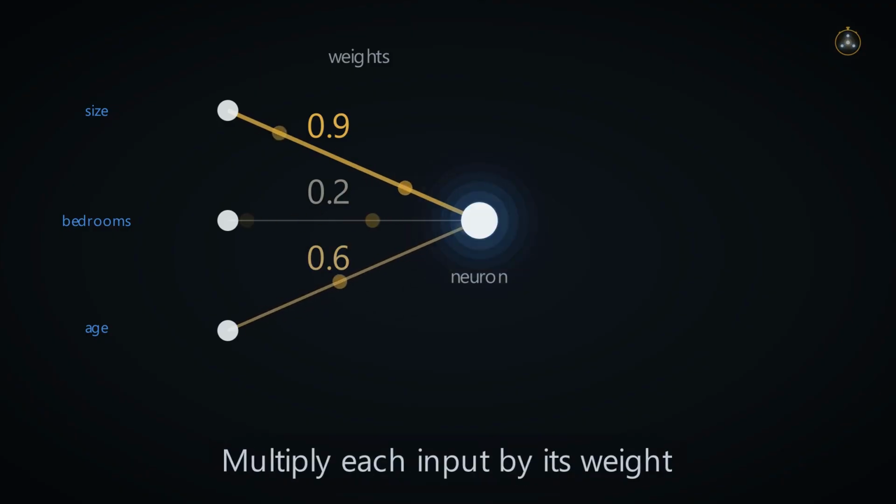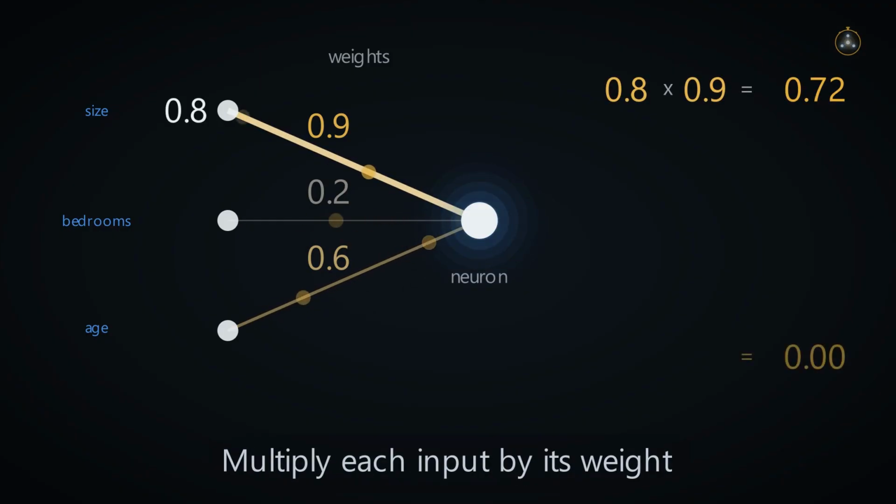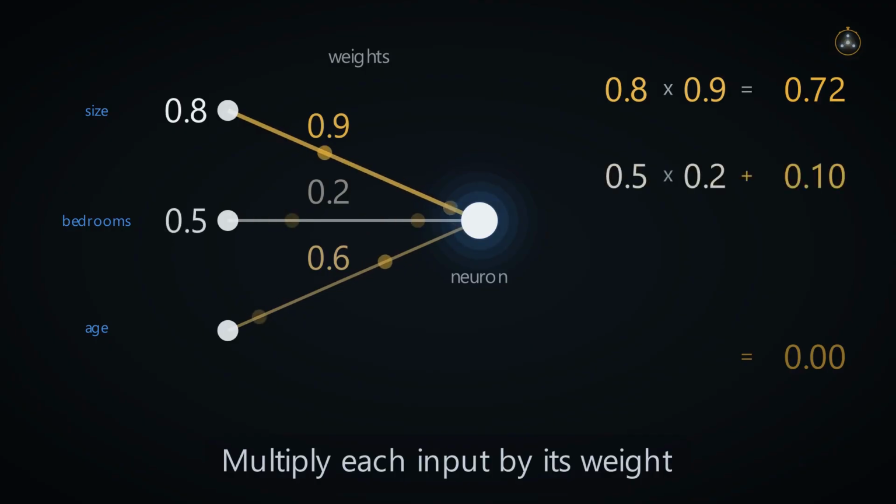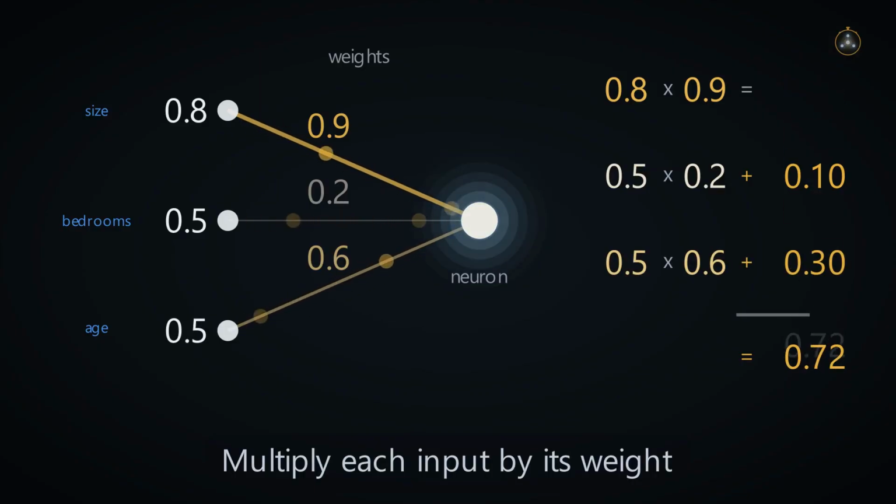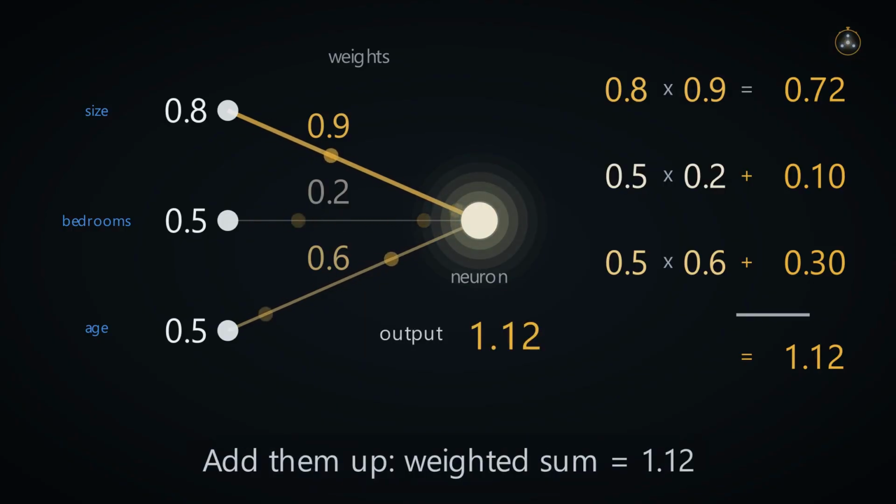Now the recipe. Multiply each input by its own weight. Size times its weight. Bedrooms times theirs. Age times theirs. Each product drops into the column. One clue's share of the price, scaled by how much that clue matters. Those products add up to 1.12 at the bottom. That weighted sum is the prediction.